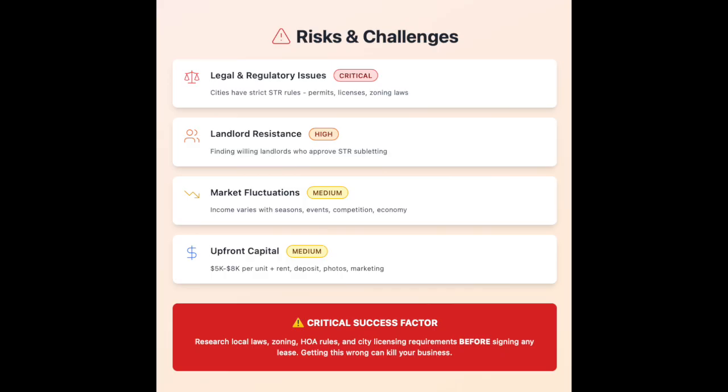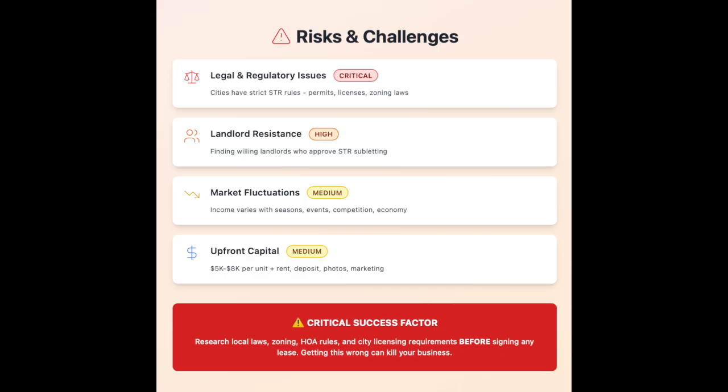Right. And unlike a normal rental with steady income, your revenue here can swing wildly with market fluctuations. Absolutely. Your income depends entirely on getting bookings at good rates. That can change a lot with the seasons, if there's a big event in town or not, how much competition pops up, even just the general economy. You've got way more vacancy risk.